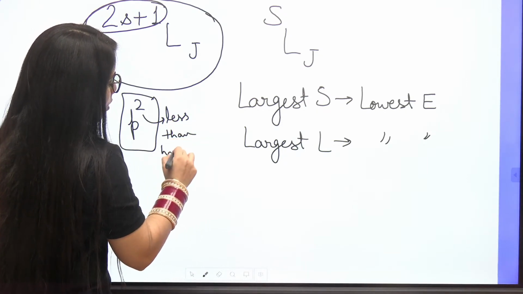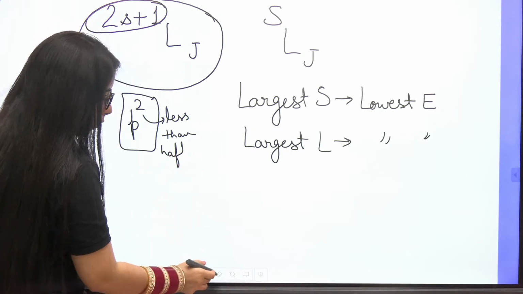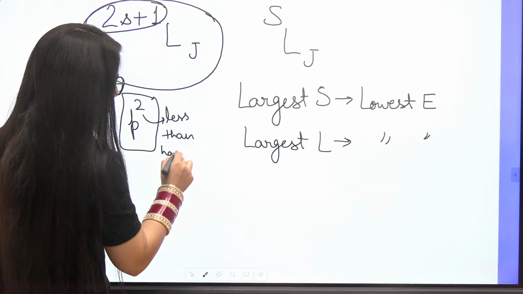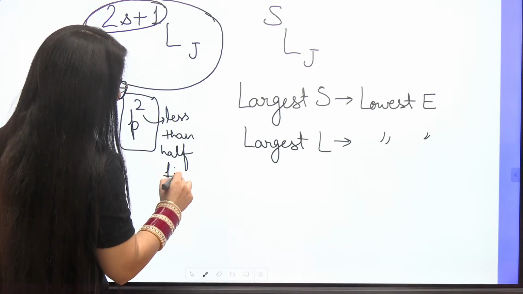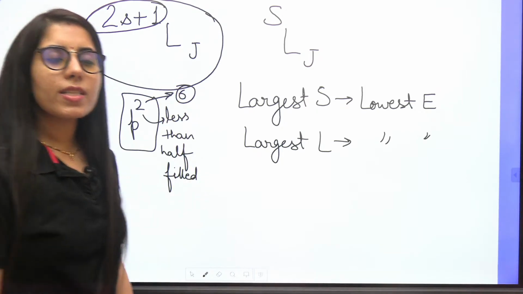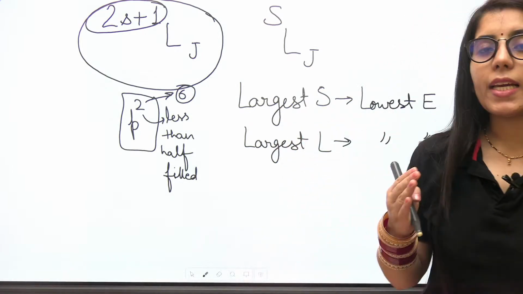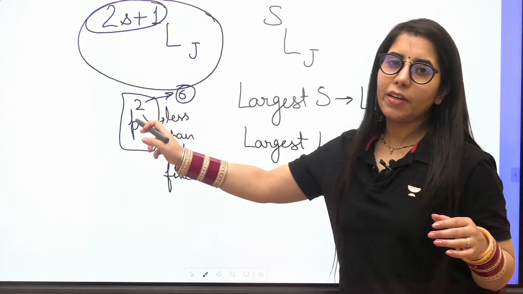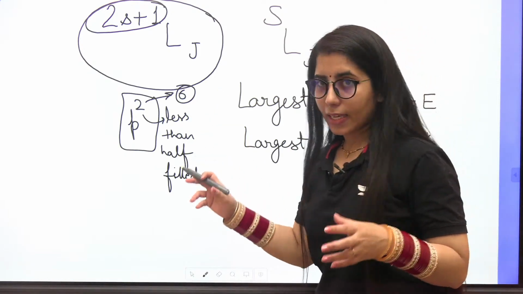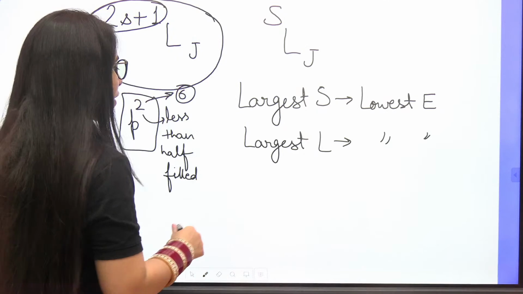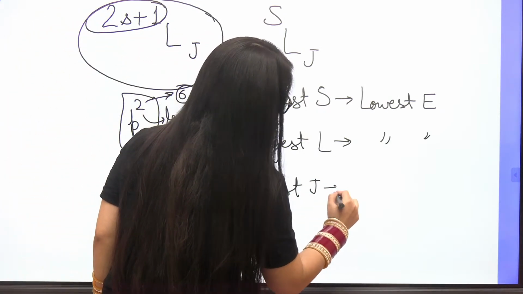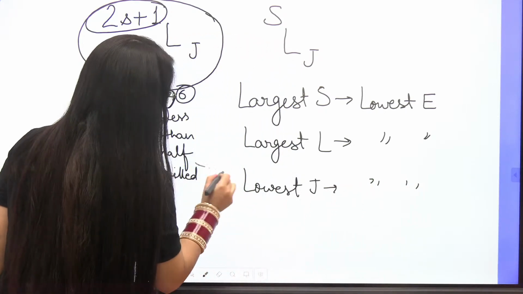Why? Because you know that in the case of the p orbital, the maximum number of electrons you can have is 6. So half of 6 is 3, and the 2 is less than the 3, so it is less than half filled. When it is the less than half filled case, the lowest J value will have the lowest energy. And that is for the less than half filled case.